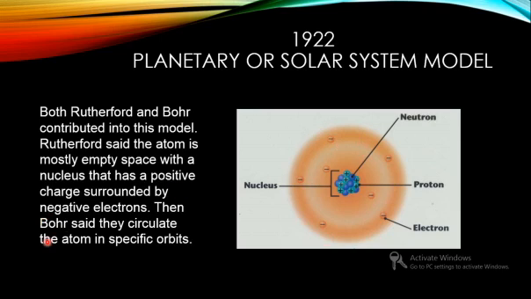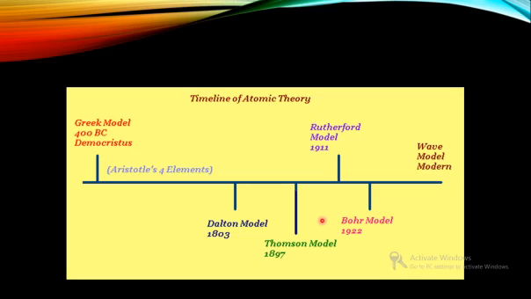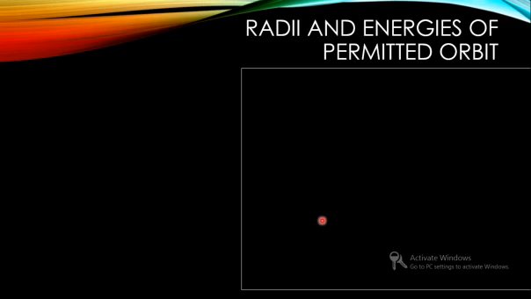The only thing Bohr has considered is that not all the orbits are possible for the electron to revolve around the nucleus. Only certain specified orbits, which are called allowed orbits. So today we will see what the radius of those permitted orbits is and what the energy of the electron associated with those orbits will be.